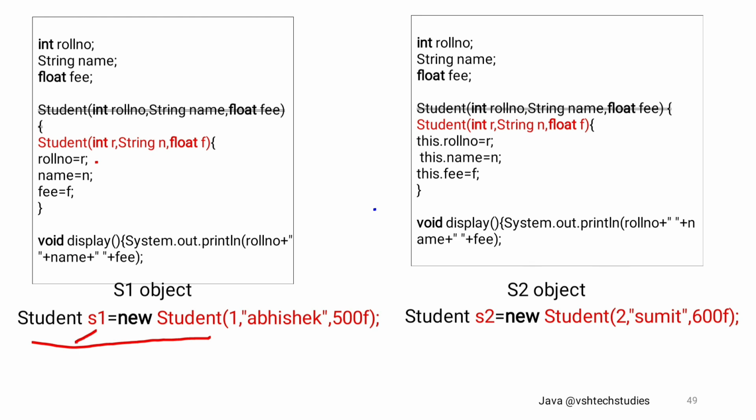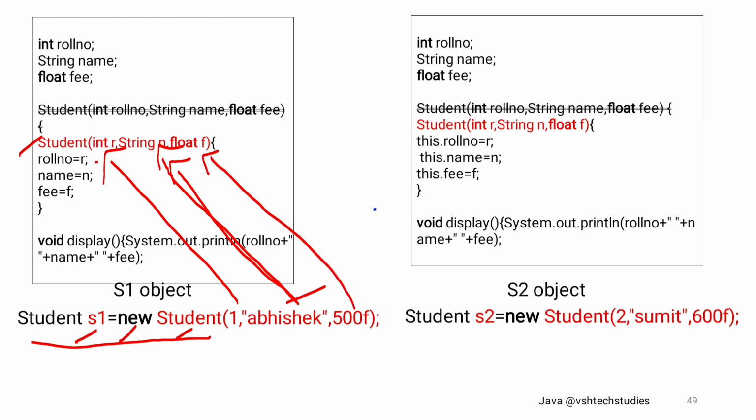The S1 object is created using the new operator. It belongs to the class Student. 3 parameters are passed here. Then the parameterized constructor is invoked and these values will be copied into the formal parameters. R has 1, N has Abhishek, then 500 is copied in F. Then this code is executed, roll number equal to R. So R is 1, and that gets copied into roll number. So what is roll number here? It is a data field in the object. Name and fee are other data fields.